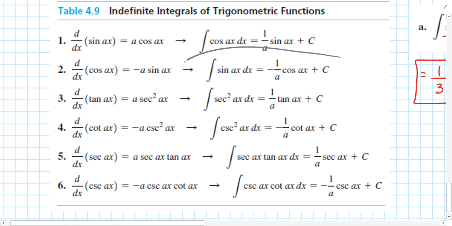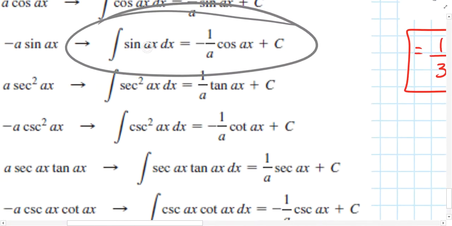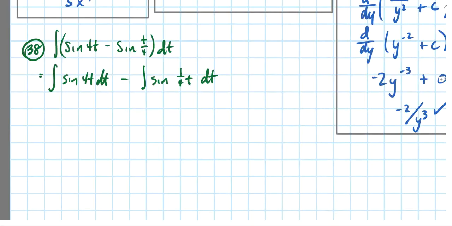Now it looks to me like we're using this rule twice, where a is identified as the constant multiplier inside of our grouping symbol. And when we use that rule, the antiderivative of sine is negative cosine, and when we have this multiplier on the inside, what we want is a negative 1 over that a value. Now this a value is 4, so we'll call this negative 1 over 4 cosine of 4t. And we could add c here, but I'll wait to the end to include that plus c.